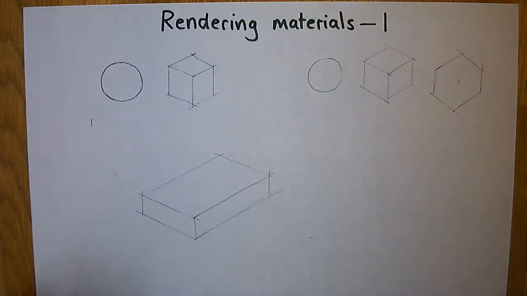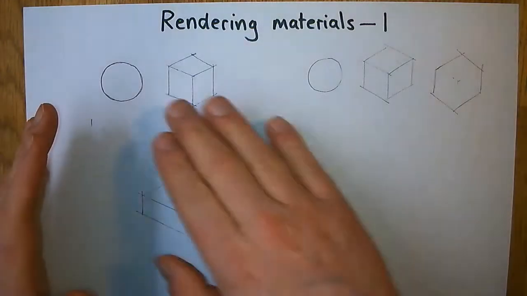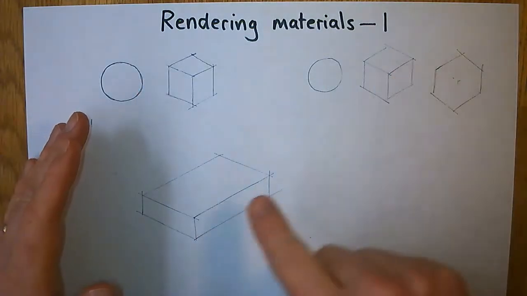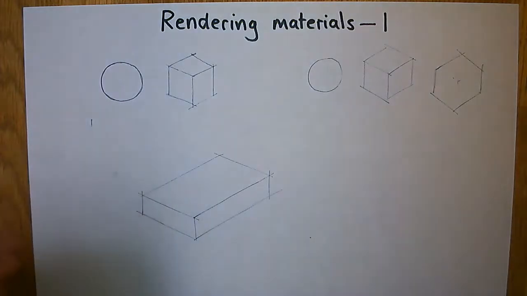Okay, let's take a look at how to render basic materials. In this video I'm going to show you how to render two types of plastic and wood right here. Okay, so why do we need two types of plastic?